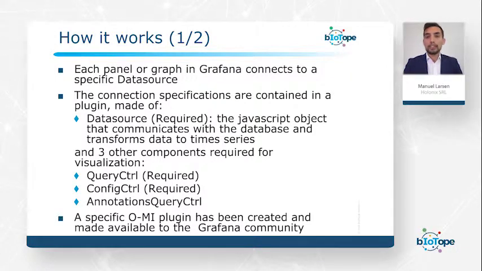In bIoTope, Olonix developed a plugin capable of correctly querying an OMI node with a set of configurable options. The plugin is composed of a main core, which is the Datasource, which translates the messages coming from the OMI node into Grafana usable data, the query controller, which is in charge of creating the query for the OMI node, the config controller allowing the user to further configure the data visualization, and the annotation query controller, which can enrich the data visualization and graphs of Grafana.